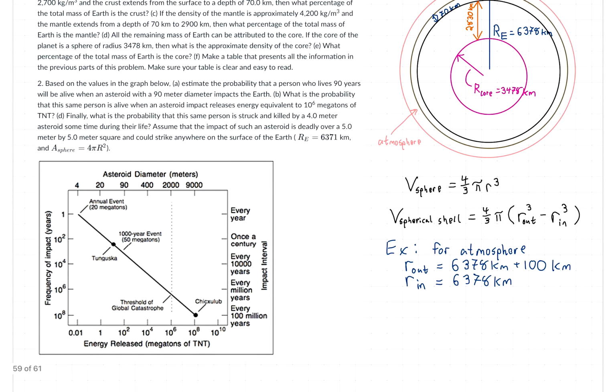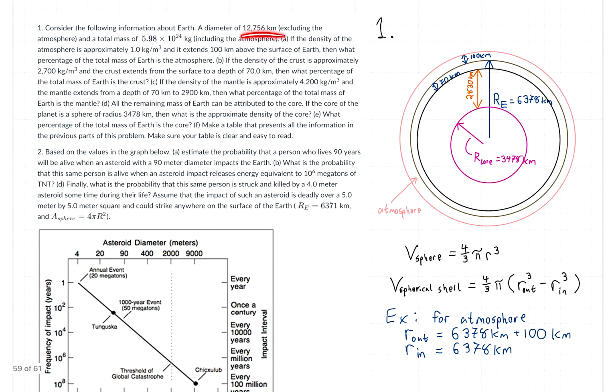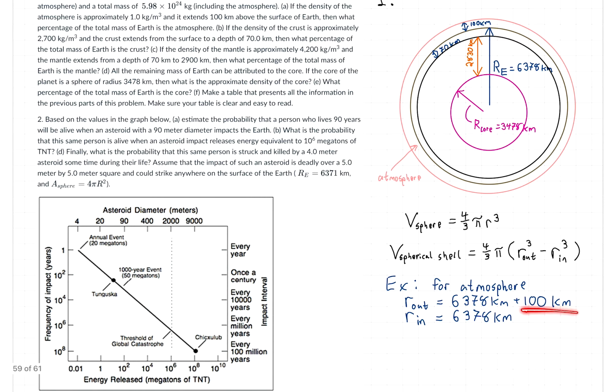So for example, for the atmosphere in part A, the outer radius would be the radius of the Earth, from the center up to the ground, which is 6,378 kilometers. I got that number by just dividing the given diameter by 2. And then we'd add the 100 kilometers, because that would represent the top of the atmosphere.